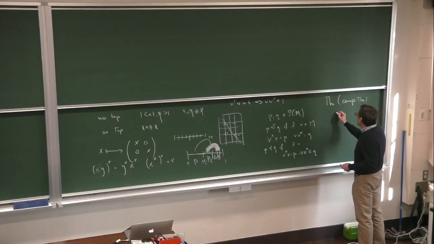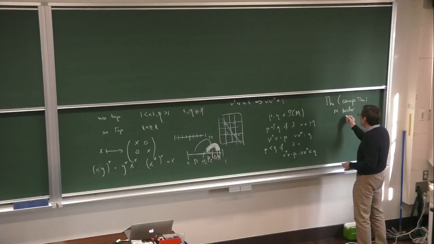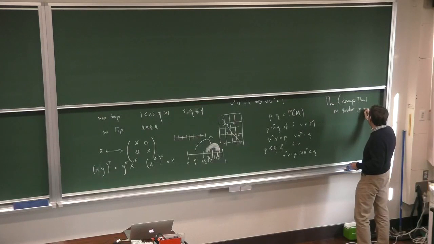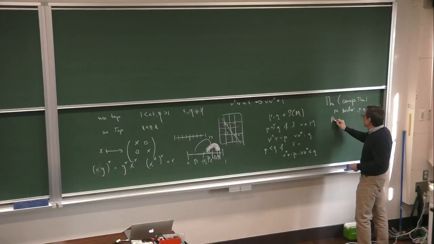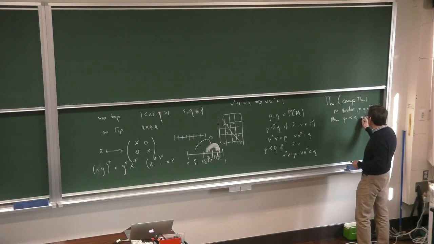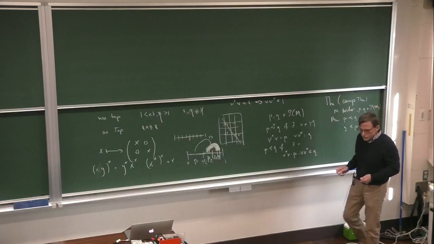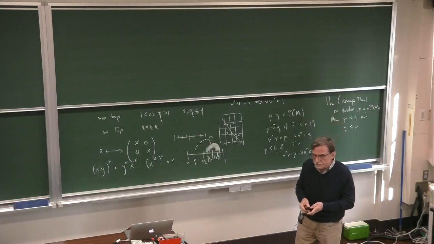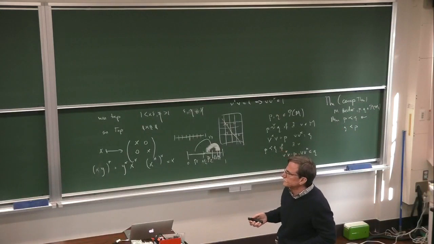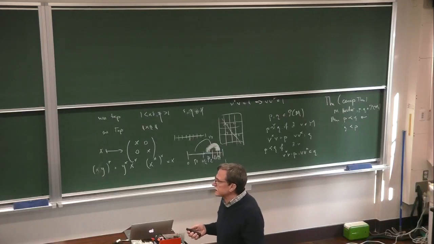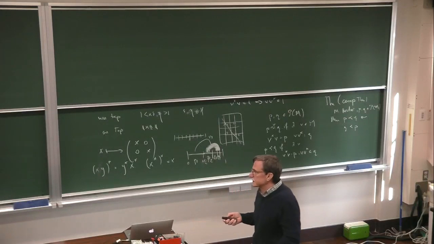Okay, it says that if M is a factor, because that's what we are, and I take two projections, then either you have that P is less than Q in that sense, or Q is less than P, okay? So that you prove kind of easily. It's an exercise. These are very basic things.